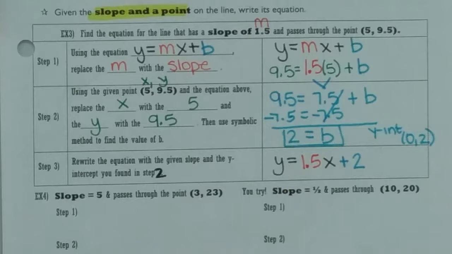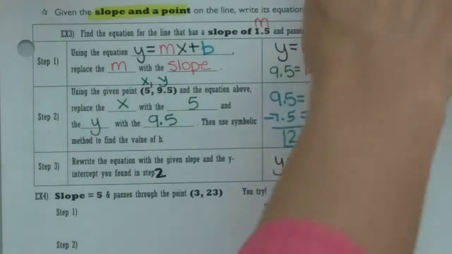Now we could take our graphing calculator and check and see if that is correct. So let's pause the video for a minute and go ahead and do that. Now that you've had a chance to use your graphing calculator to check your work, let's go ahead and look at example 4.